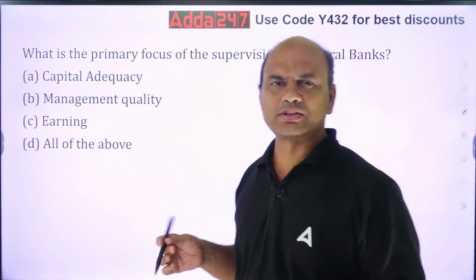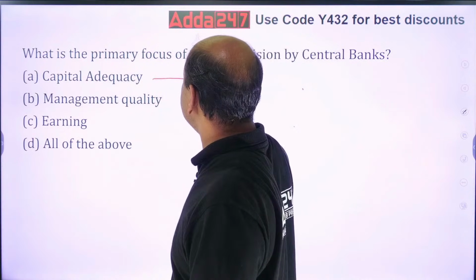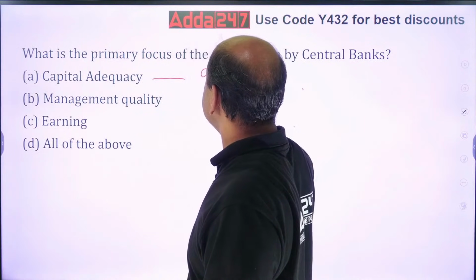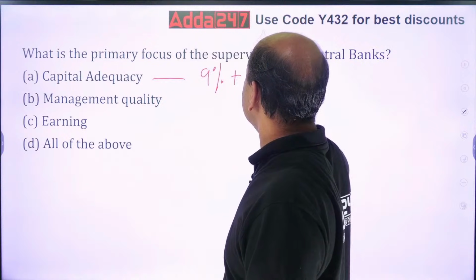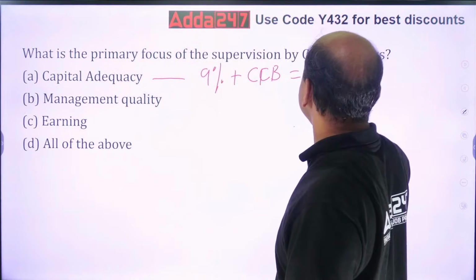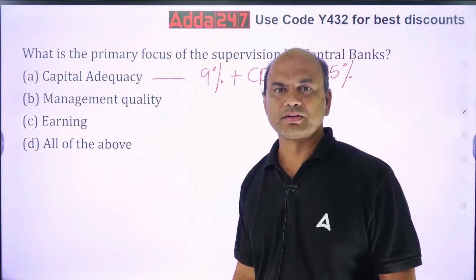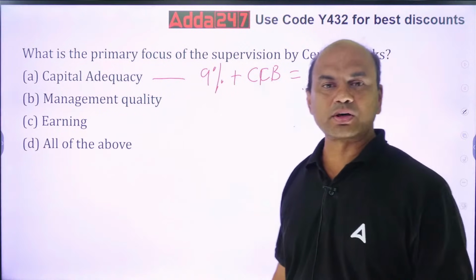What is capital adequacy? CRAR. Minimum CRAR as per RBI is 9% plus CCB, 2.5%. So it is 11.5%. This is required but obvious, right? So the primary focus is CRAR.